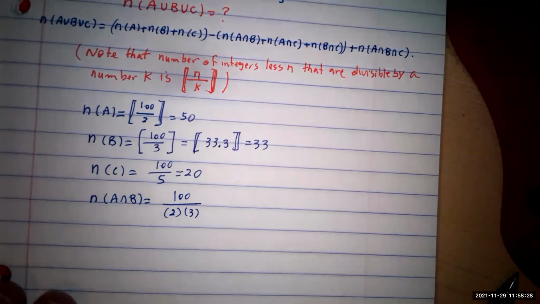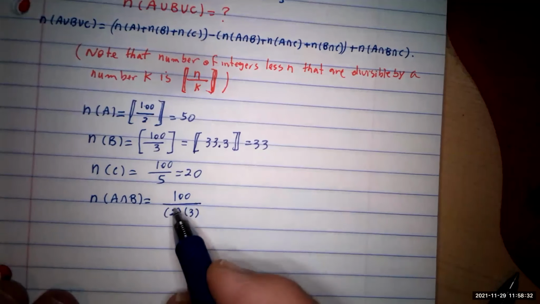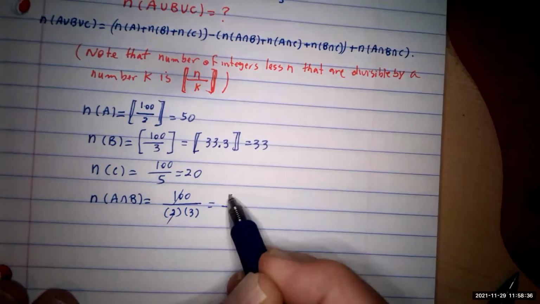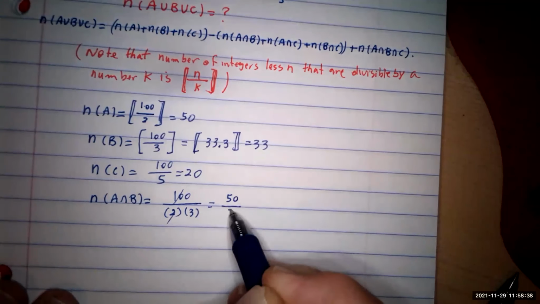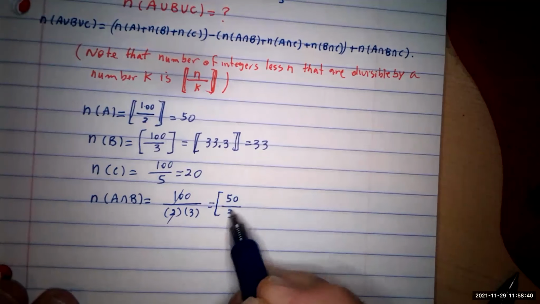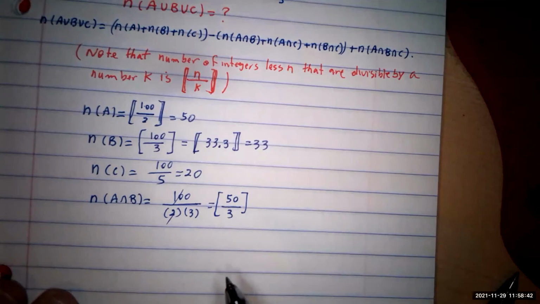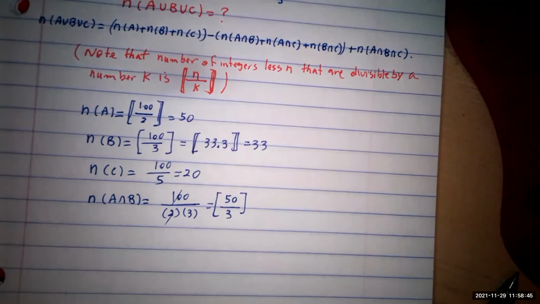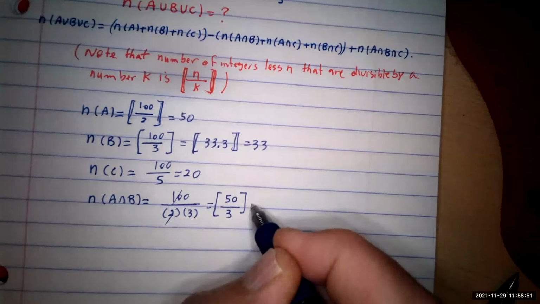Okay, 2 and 3. Now we simplify it. If you simplify it, that gives you 50 over 3. It's not divisible, so get the bracket. If you get a bracket, 50 divided by 3 would be 16 something, 16.6 or something. So we call it 16.